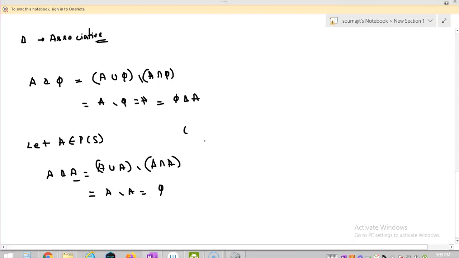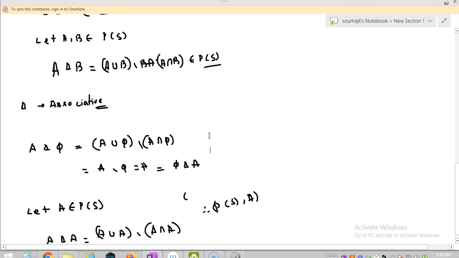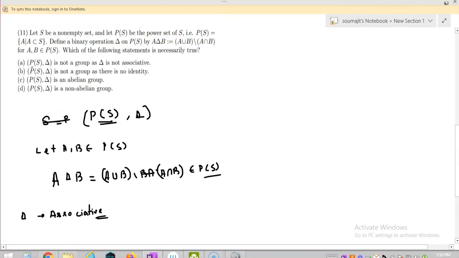Therefore the power set of S with respect to symmetric difference forms a group, and we know that symmetric difference is again commutative. So it forms an abelian group or commutative group. So let us see the options. Not associative, this is wrong, this is again wrong, this is correct, this is wrong. Option C is our correct option. That's all about question number 11. Let us solve question number 12.